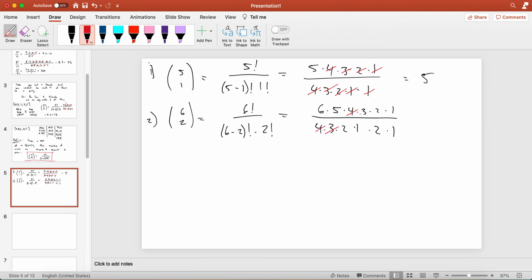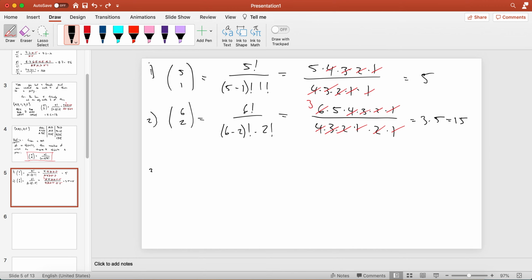This 4, this 3, this 2. These 1s will go away. This 2, I can cancel with this 6 to make a 3 up here. And this 1, of course, goes away. So this is 3 times 5, which is 15. All right. So what this means is if I have 6 friends and I can only invite 2 of them over, there are 15 different possible guest lists for me to make.